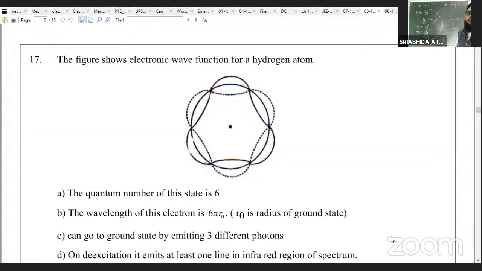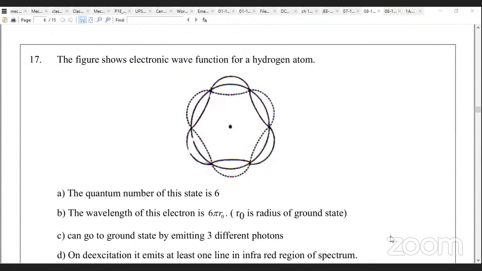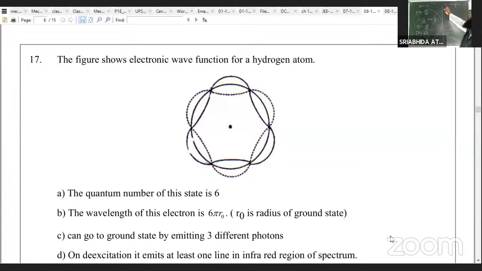You forgot or not? Forgot, no? No, sir. Acha, you did not forget. Okay, I thought you would forget. So r equals 0.53 n square by z angstrom. Everyone remembers this. Acha, okay, accepted.